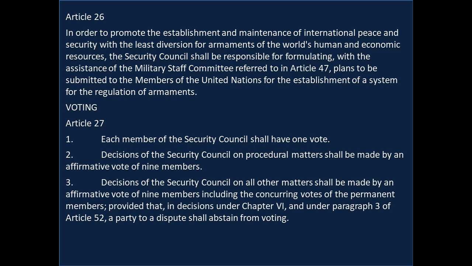Voting. Article 27. 1. Each member of the Security Council shall have 1 vote. 2. Decisions of the Security Council on procedural matters shall be made by an affirmative vote of 9 members. 3. Decisions of the Security Council on all other matters shall be made by an affirmative vote of 9 members including the concurring votes of the permanent members, provided that, in decisions under Chapter 6, and under paragraph 3 of Article 52, a party to a dispute shall abstain from voting.